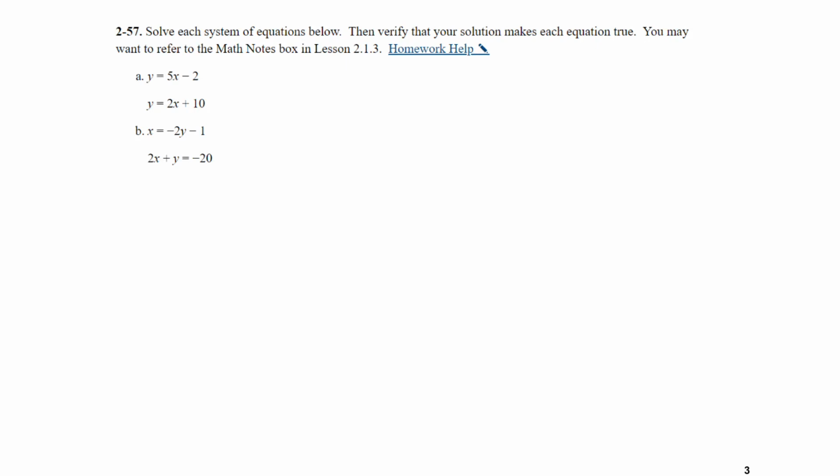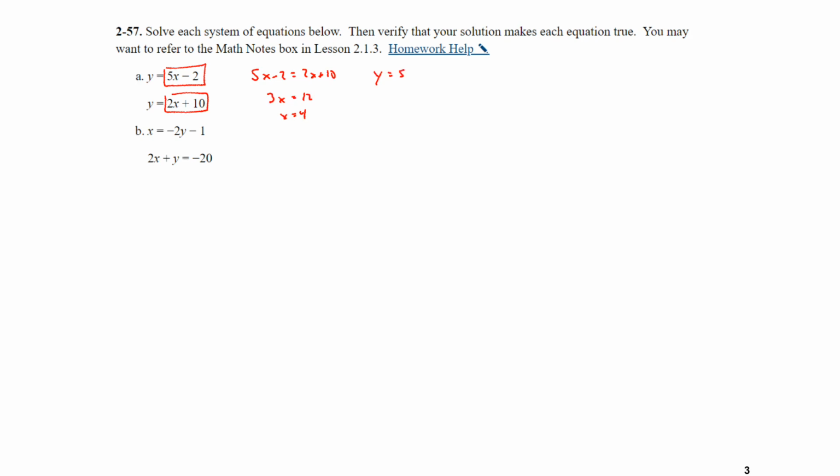Question 57, solve each system of equations below, then verify that your solution makes each equation true. You may want to refer to the math notes in lesson 2.1.3. So we are solving systems of equations, which means when we graph the two lines, we're looking for the intersection. On part A, I'm going to use the equal values method. So I'm going to set the two equations that are equal to y equal to each other. And then solve. So I'm going to subtract the 2x, add 2, and then divide by 3. So x is equal to 4.